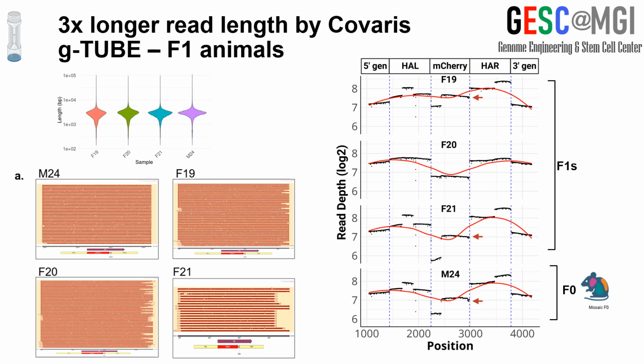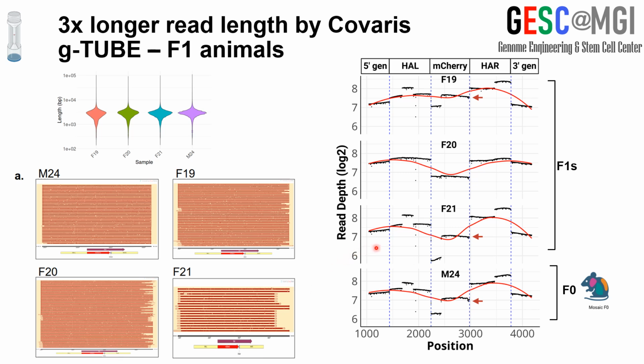In this example, we use the Covaris g-TUBE to fragment the DNA. And again, we see 4 to 5 kb read lengths for the mapped reads across the 4 animals we multiplexed in this particular run. Among the animals we multiplexed, one was M24, which is the founder F0 animal, and that animal was then bred to wild type and produced the 3 progeny, F19, F21, and F20. Across all 4 of the animals, we were able to identify these long contiguous reads that map across the entire cassette and flanking genomic.